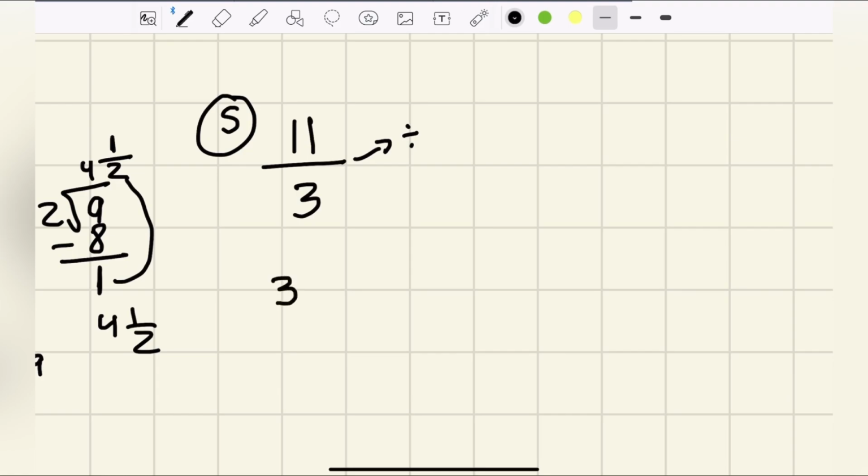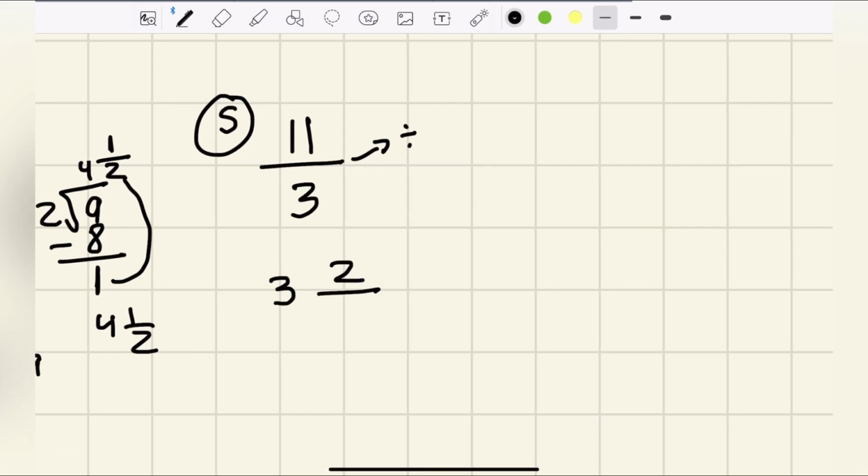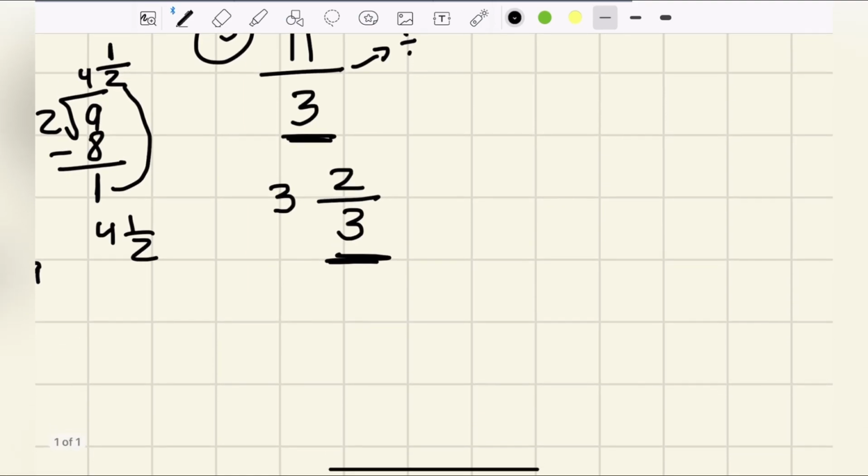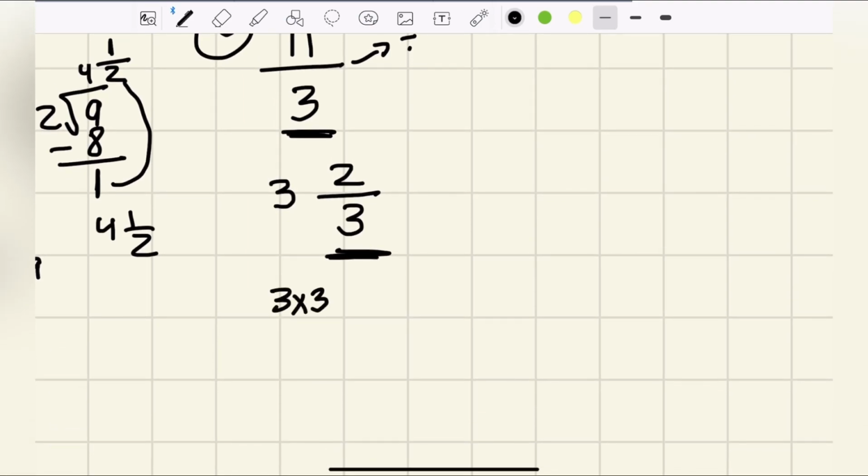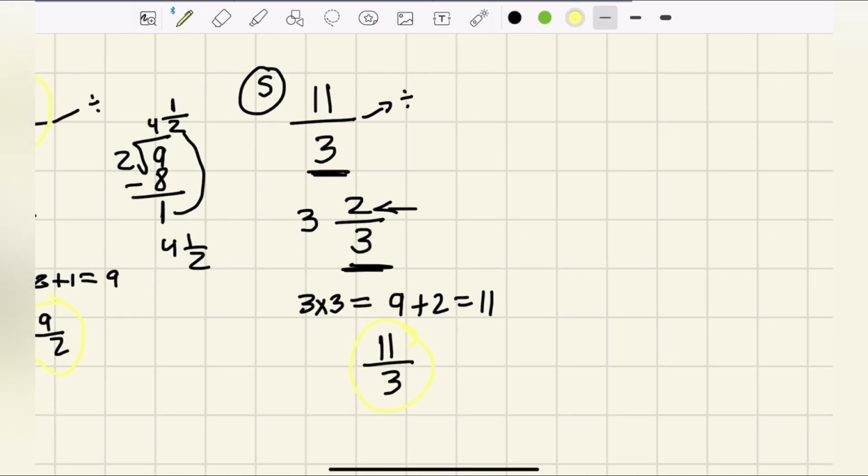So I do a 3 as my whole number. Now, knowing I have 9, how much more do I need to add to that 9 to get to 11? Well, that's 10, 11, 2. So that becomes my numerator, and my denominator is already here. You never change that. And how do I check? Well, I do 3 times 3, my whole number times denominator, that's 9. We're going to add the numerator, and that's 11. Our denominator stays the same, so 11 over 3. Is that the same? Yes, it is.